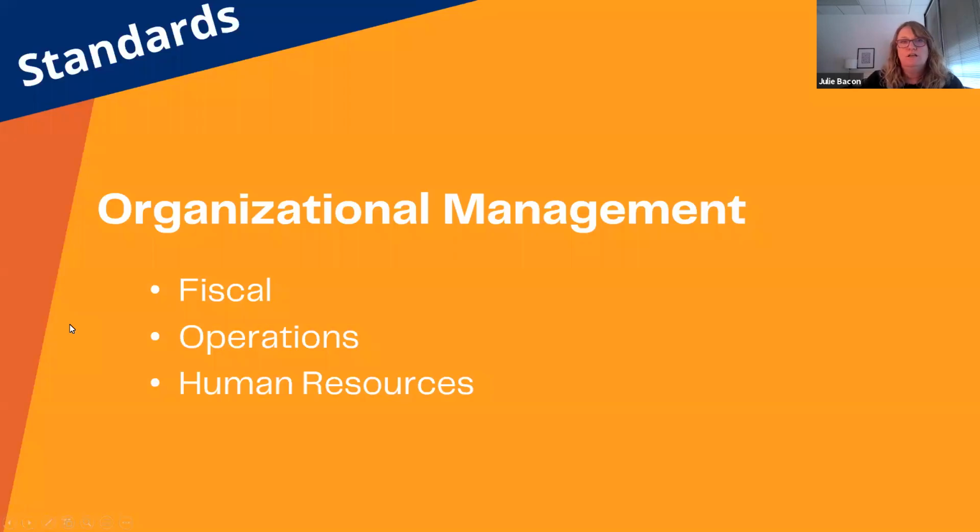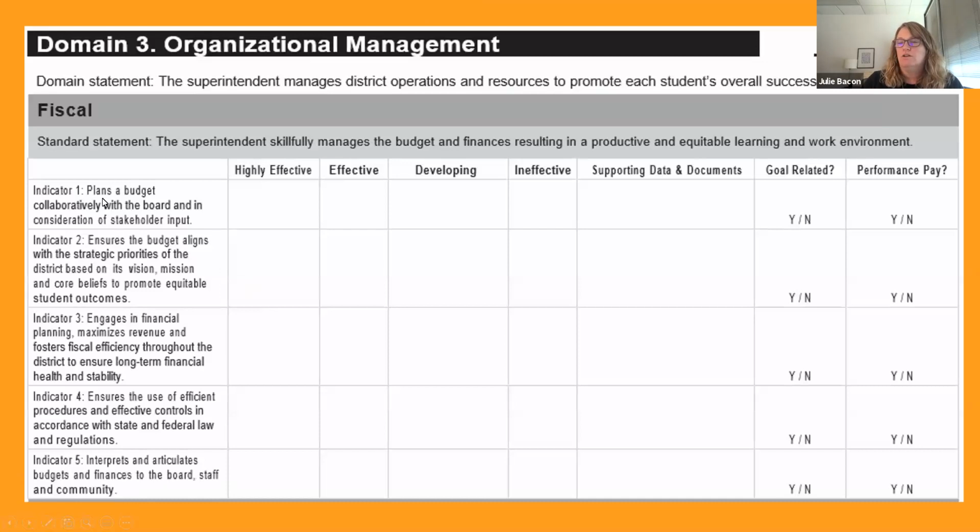Okay, the third domain is organizational management. This is a big one. This is the finance, operations, and human resources. So lots of components to this. And you can see in the fiscal part, there are 5 indicators in this particular standard. So again, lots of information, lots of things that both superintendents and board members thought were the responsibility of superintendents. So we are excited about this.